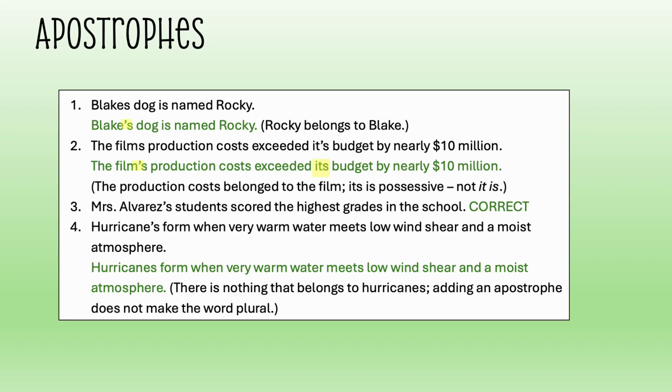And skipping down to number 4, hurricanes form when very warm water meets, and so on. This puzzles me every time I see it. Sometimes students just throw in an apostrophe when the word needs to be plural, but apostrophes don't make the word plural. There's nothing that belongs to hurricanes in this sentence. We don't need the apostrophe there at all.